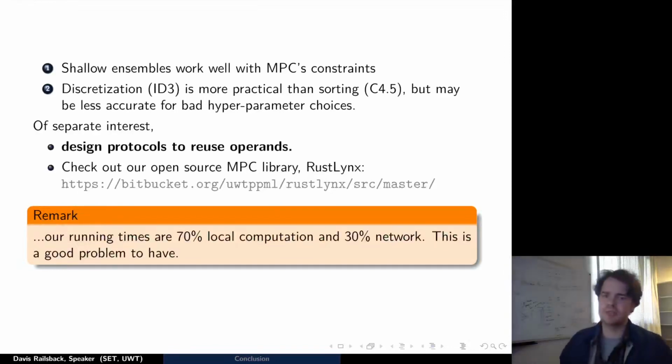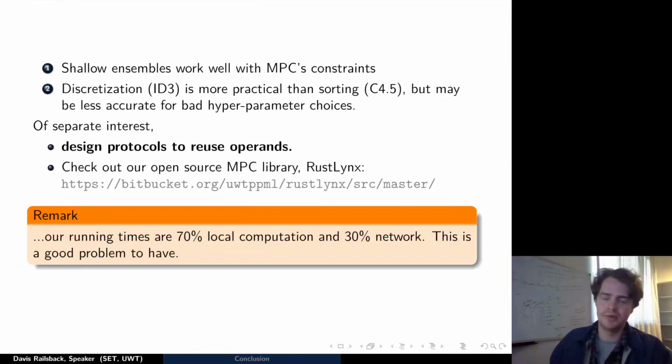And of interest outside of this paper, I think that just a general design practice of trying to reuse operands as much as possible will bring things out of the realm of theoretical and into the realm of practical a lot more quickly than other things. And if you would like to use our current primitives that I showed on the other slide, then feel free to check out our MPC library here, which is called RESTlinks.